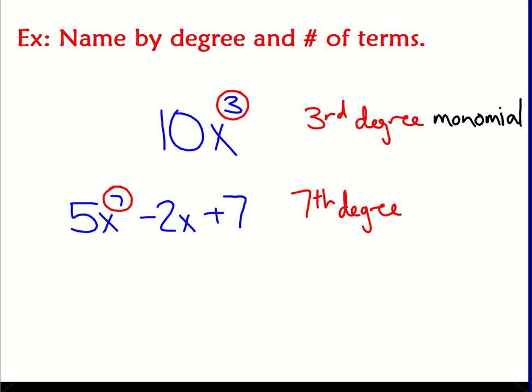Can you find them? One term would be 5x to the 7th. Then I would have one term that's 2x, or you can attach that minus sign onto it and think of it as negative 2x if you like. And then I'd have another term of 7. So there are 3 terms here, which means that this is a trinomial.